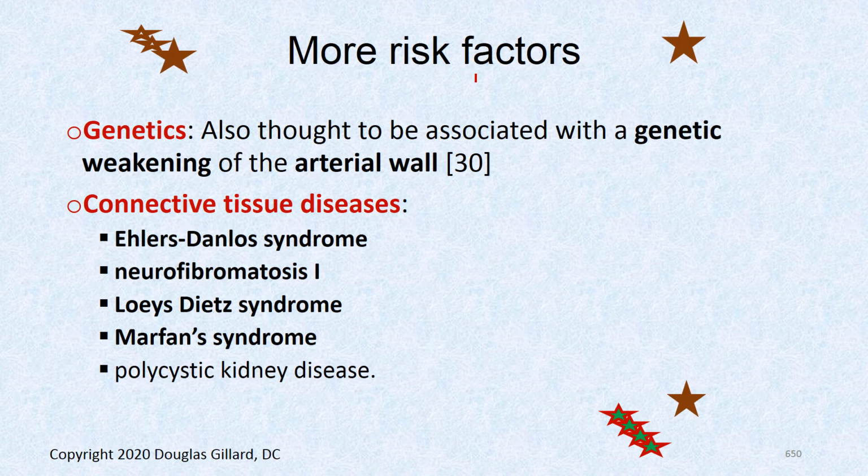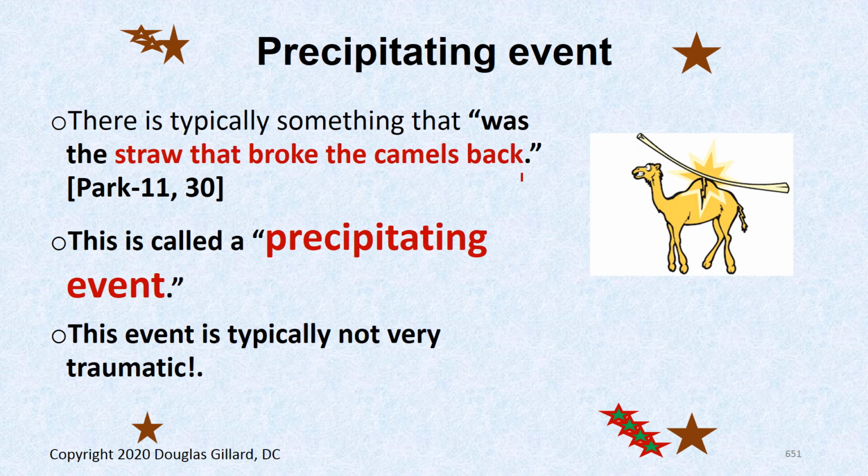Genetics can be a risk factor. So if mom and dad have one of these things, you have to be more careful. The connective tissue disease patients are at risk for getting one of these dissections. Now, a precipitating event, chiropractic manipulations are usually the precipitating event. It's kind of the straw that broke the camel's back.